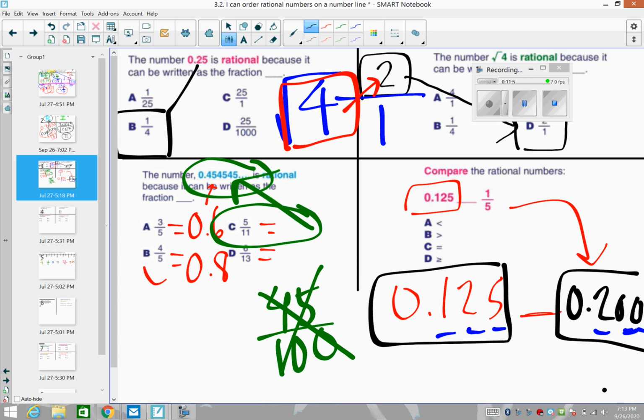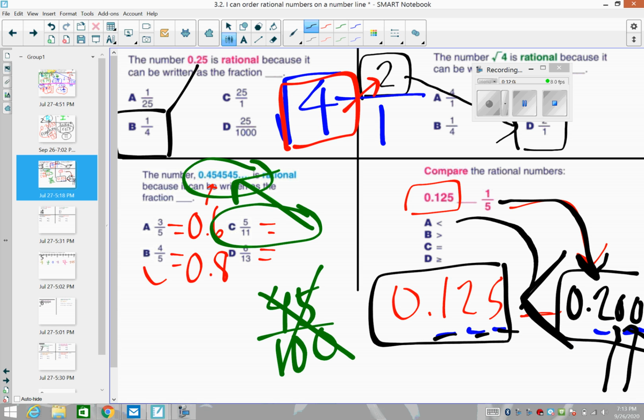All right, next problem. So here's my first decimal. And I'm going to compare it to this one. So we're comparing 0.125. And this would convert to 1 divided by 5. 1/5, 1/5. Put that in. You should be getting 0.2.